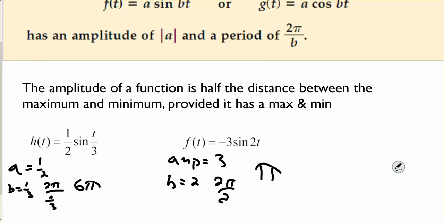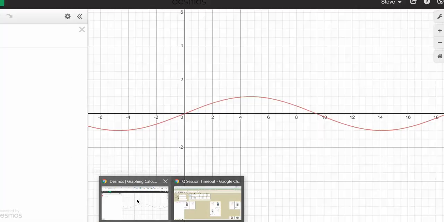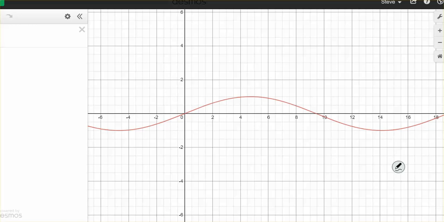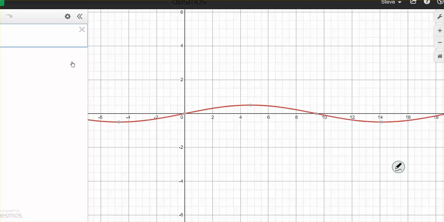So if we look at 1/2 sine in front of this guy, I'll go right here and put a 1/2 in front of it, and you can see there's the 6 pi, and see how it only goes from here. The highest it goes is 1/2, and the lowest it goes is negative 1/2, right? It takes a long time to get there.